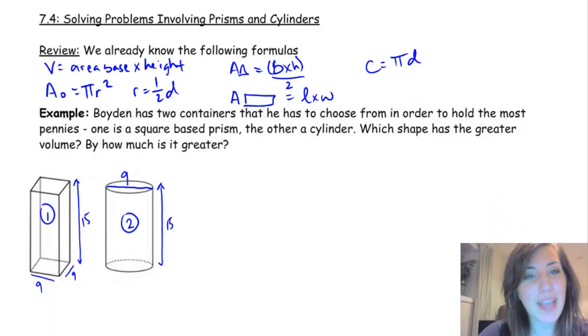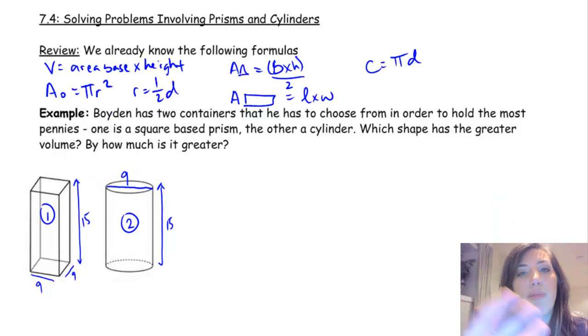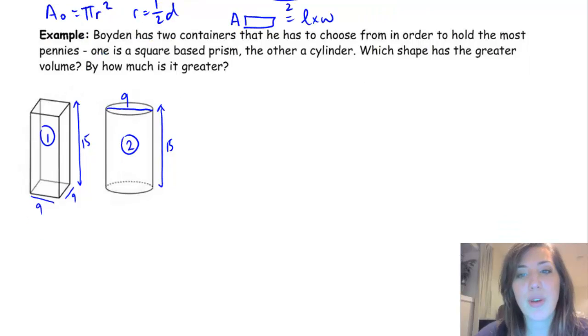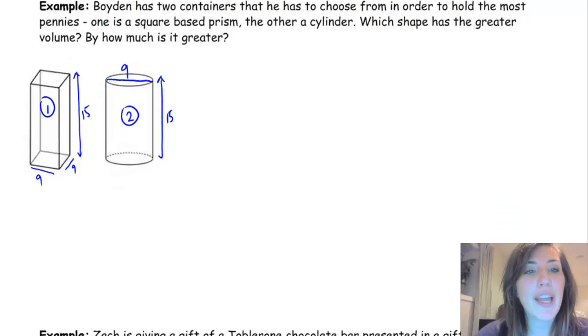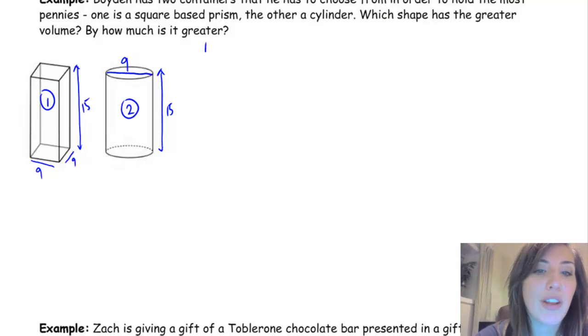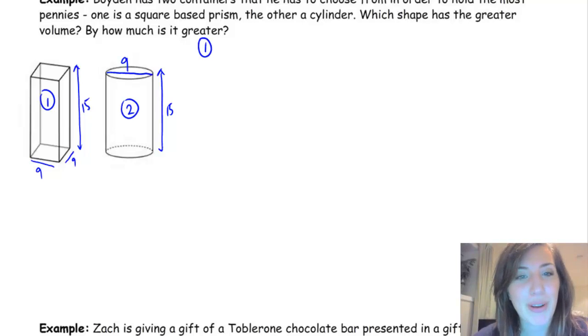So let's look at some examples of how we can start to incorporate many concepts together and start comparing things. Boyden has two containers that he has to choose from in order to hold the most pennies. One is a square-based prism, which is number 1 here, and the other is a cylinder, which I've labeled number 2. Which shape has the greater volume, and by how much is it greater? Well, let's break this down by looking at number 1, then number 2, and then comparing them.